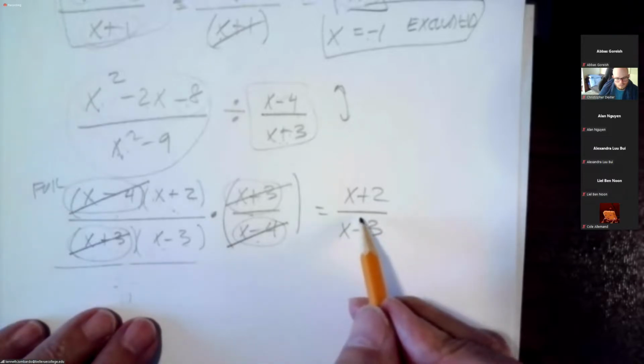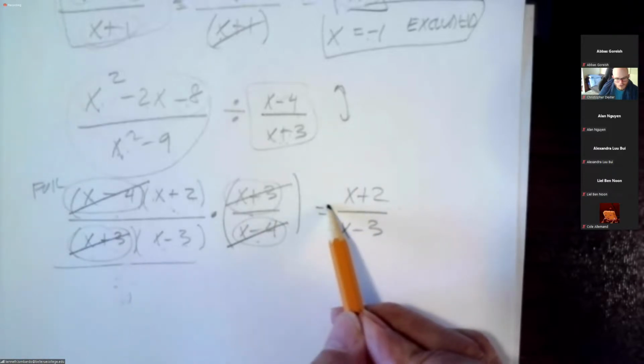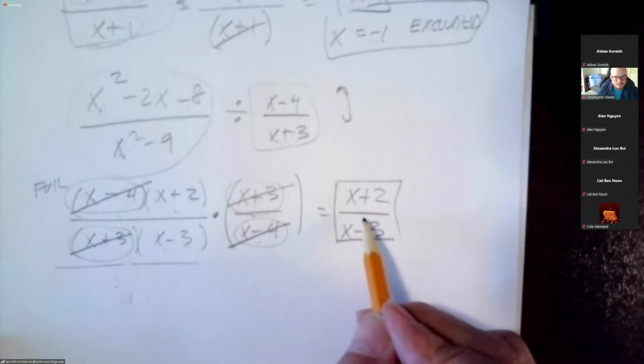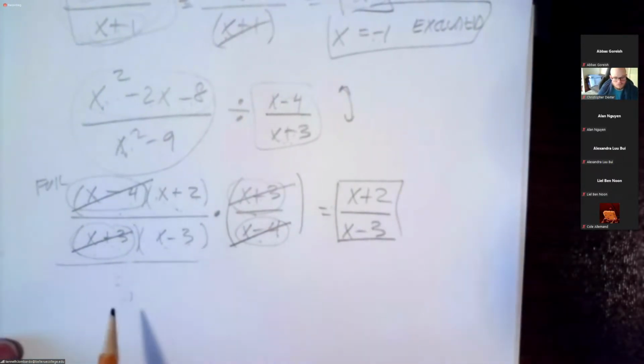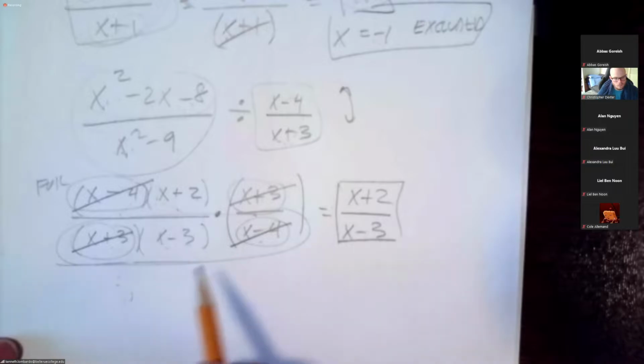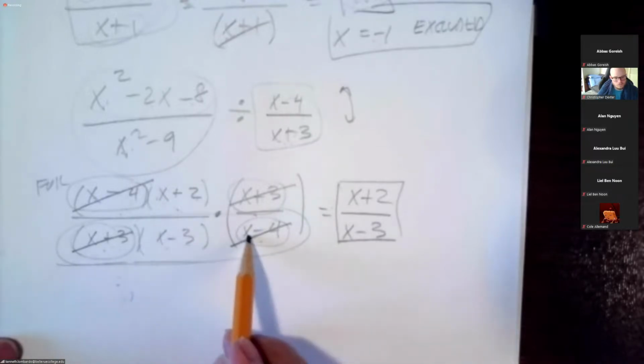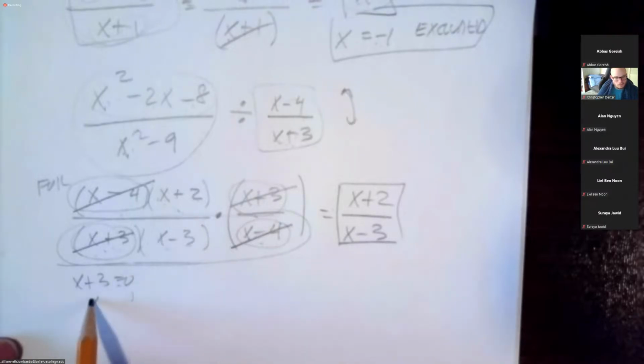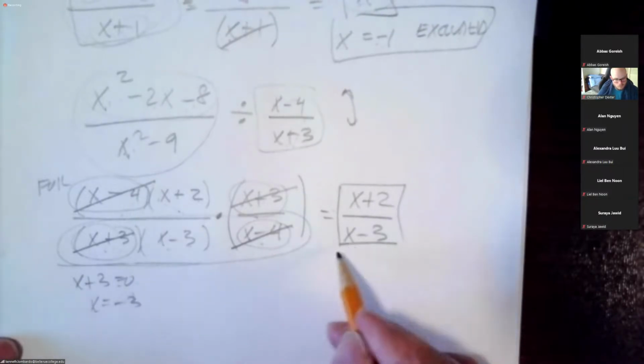So when we simplify, this is what we get: x plus 2 over x minus 3. But we need to take care of the excluded values. We can take a look here where we have done the factoring and set each of these equal to 0. X plus 3 equals 0, or x equals -3. So exclude x equals -3.